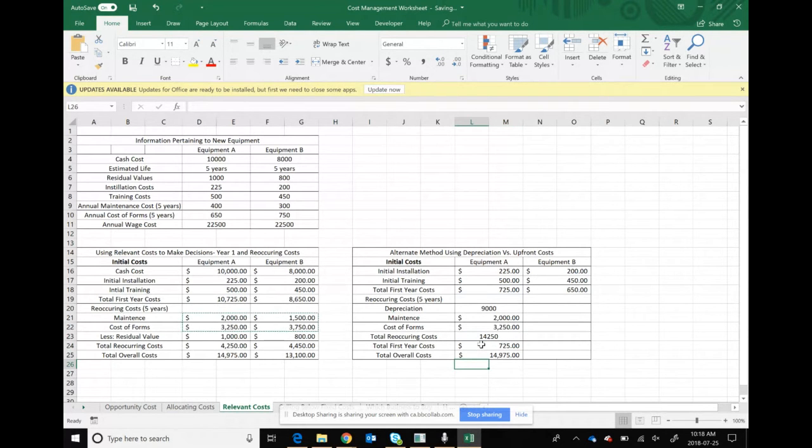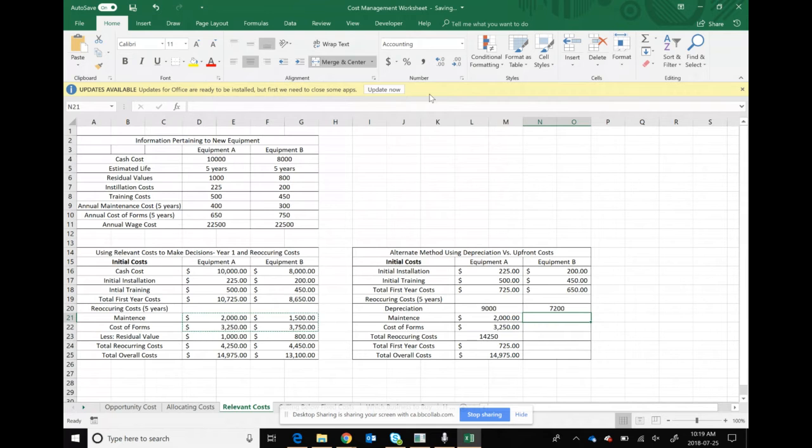Under both methods, for equipment A, the total overall costs for the 5 years is $14,975. If we do the same thing for equipment B, we had a cash cost of $8,000 and a residual value of $800. So if we take 8,000 minus the residual value of $800, we get a total depreciation amount of $7,200 over the course of that 5 years.